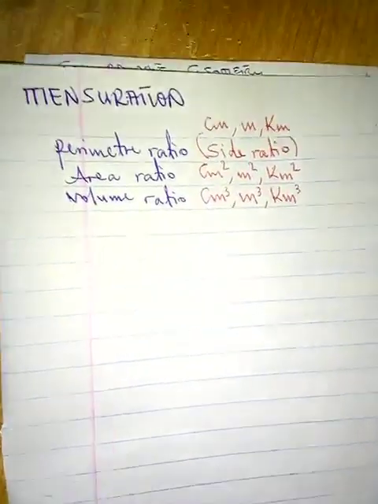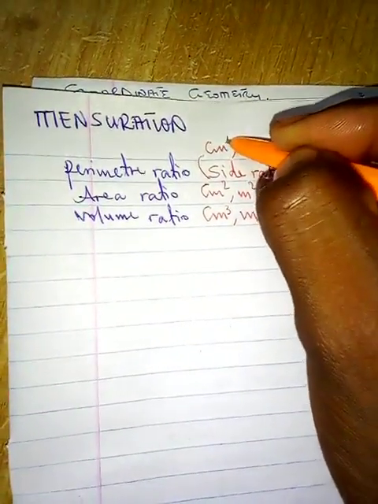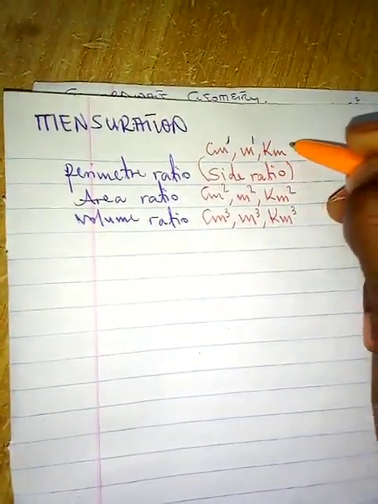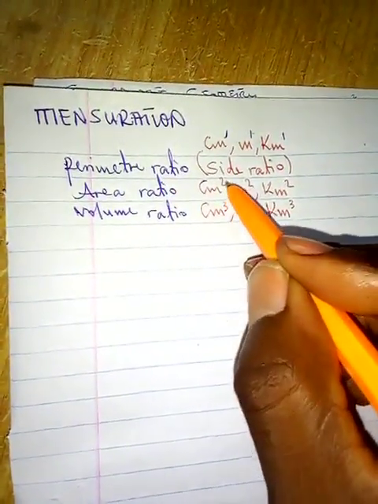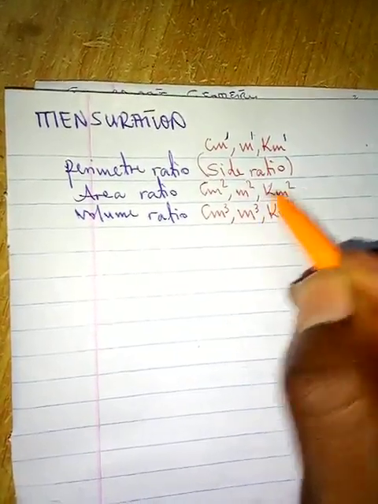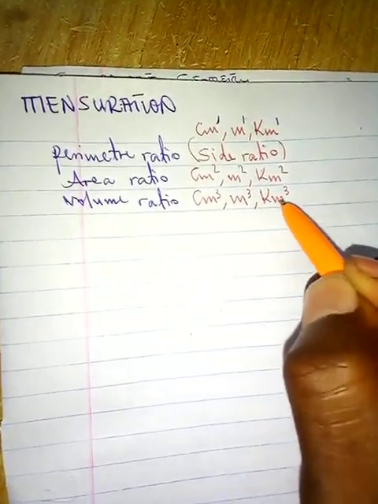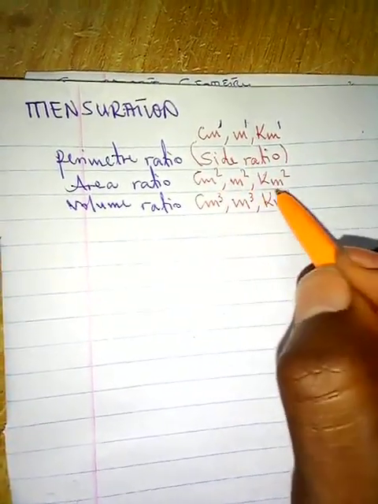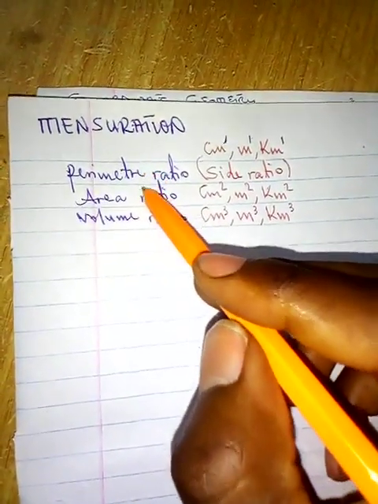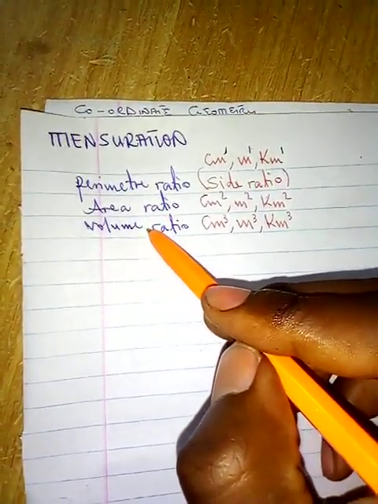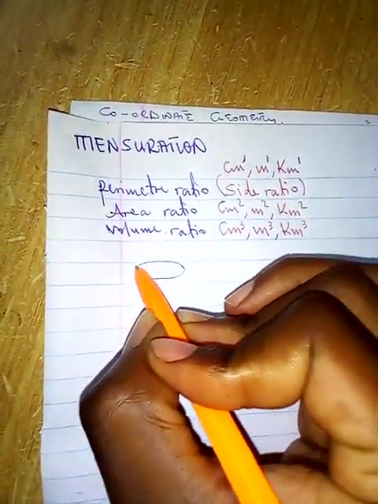I really want you to focus on the powers that these things have. The centimeter is in degree 1, meter degree 1, kilometer degree 1. The area ratio: centimeters squared, meters squared, kilometers squared. The volume ratio: centimeters cubed, meters cubed, kilometers cubed. This is very important if you're trying to establish the relationship between the perimeter ratio, area ratio, and the volume ratio. So let us imagine we have been given two similar cylinders.